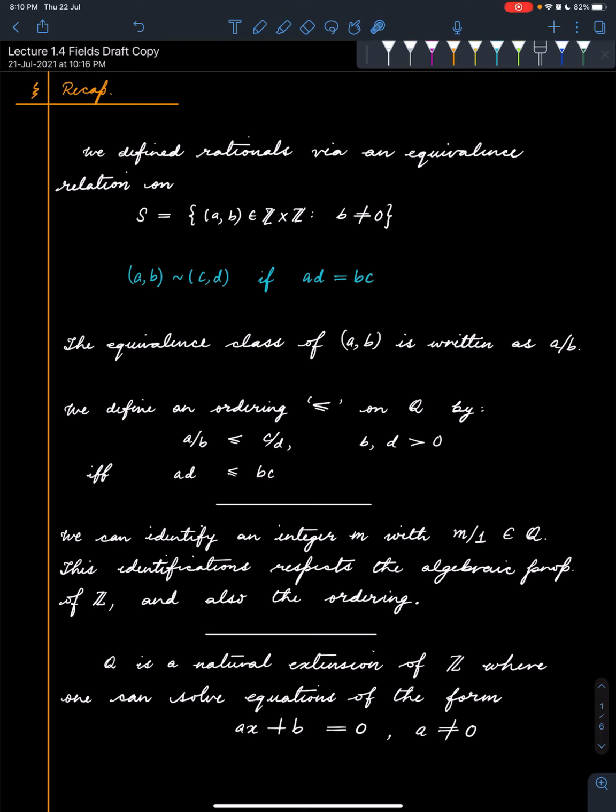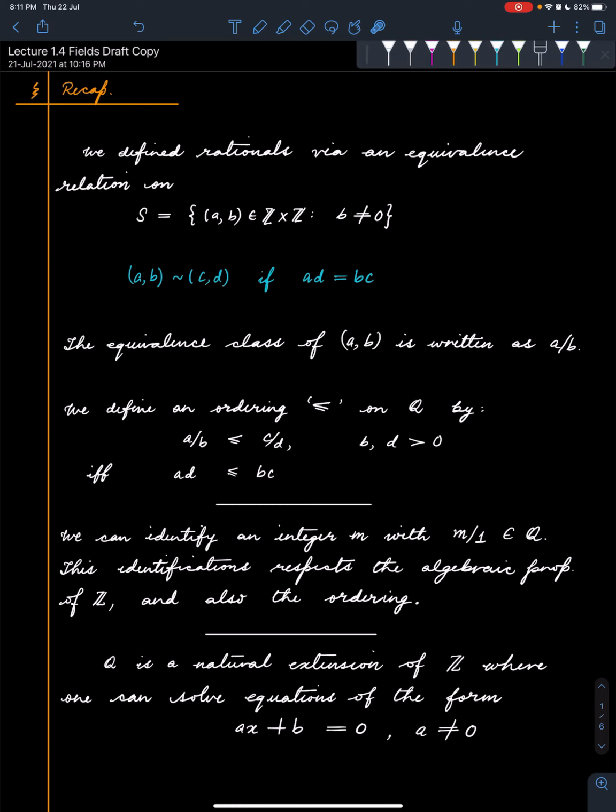So the last time we defined rational numbers. Basically we made precise what we mean by rational numbers, and we just formalized the notion of rational numbers as we are familiar from high school. So what we did was we defined this set, basically all pairs of integers where the second guy is not allowed to be 0, and we defined an equivalence relation on it via this writing. And the equivalence classes were defined to be rational numbers, and the equivalence class of a pair was written in this way.